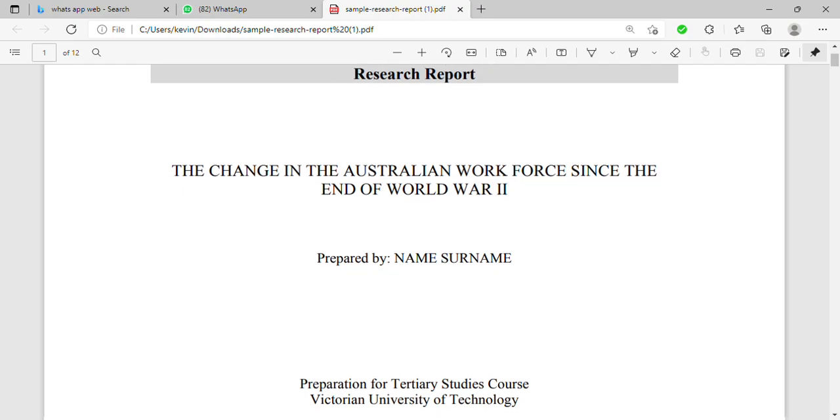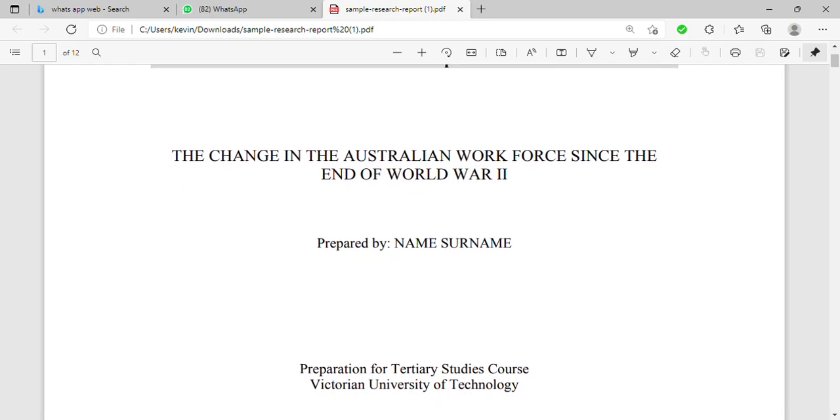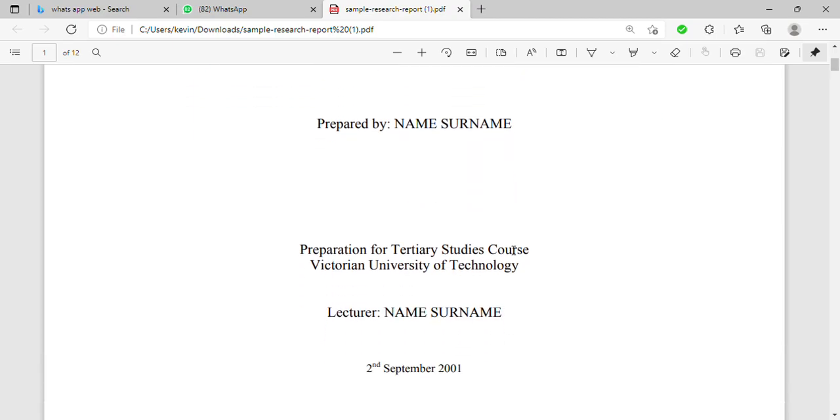So first is the title of the research, the change in the Australian workforce since the end of World War II. That is the title of the research. Then it was prepared by, like you read the name of the person, it was prepared by Nambasa. Then preparation for tertiary studies course, Victorian University of Technology. This is the name of the organization.